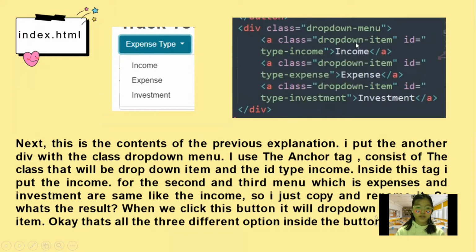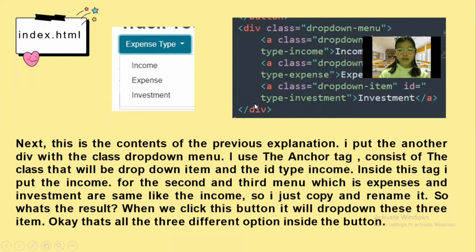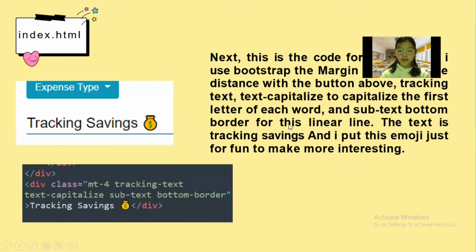So what's the result? When we click this button, it will drop down these three items. Okay, that's all the three different options inside the button.